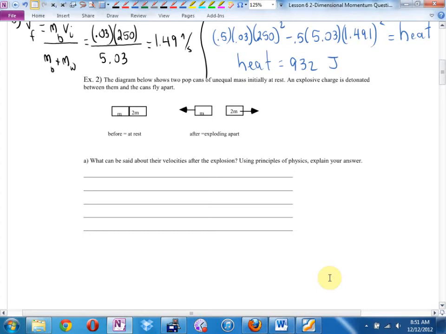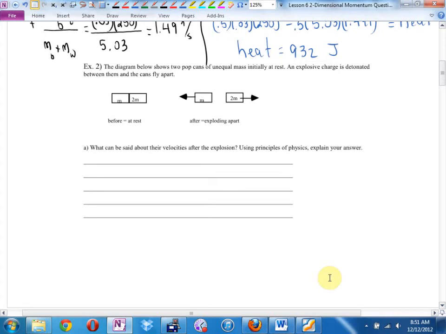You with me, Zach? Okay. What can you tell me about their velocities after the explosion? And using principles of physics, convince me. What can you tell me about their velocities after the explosion?